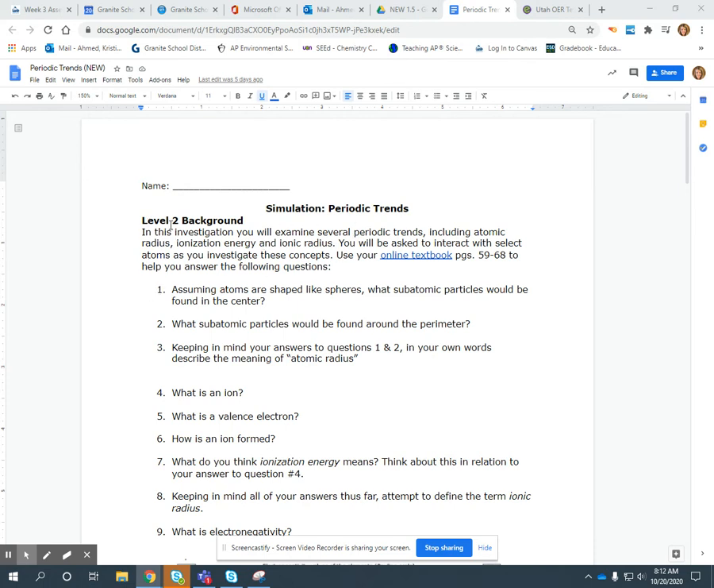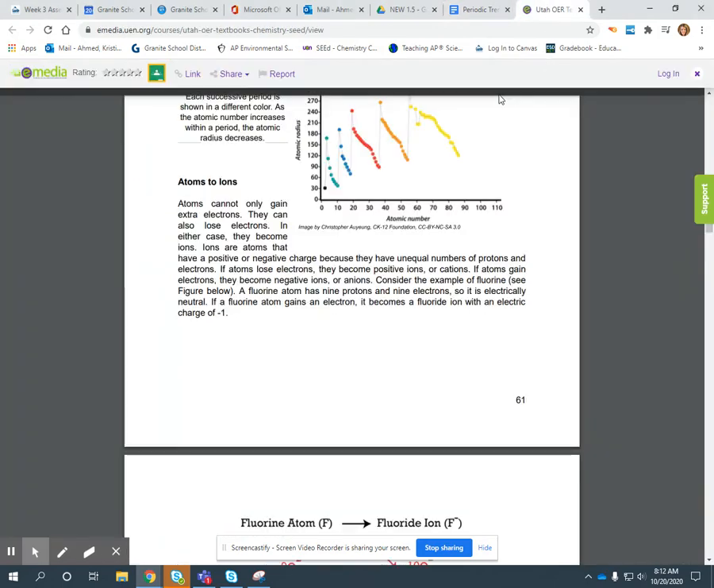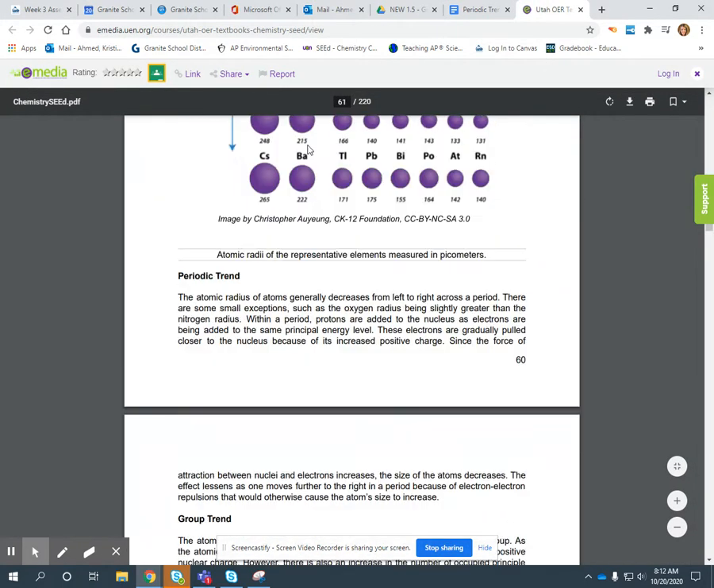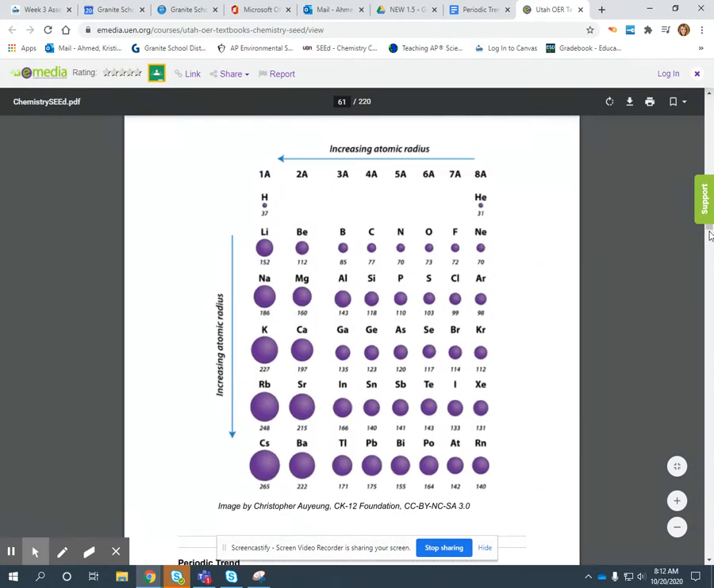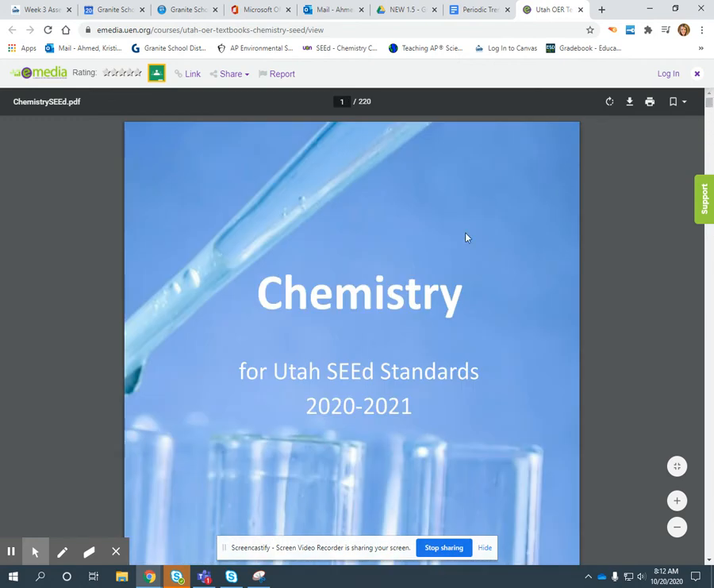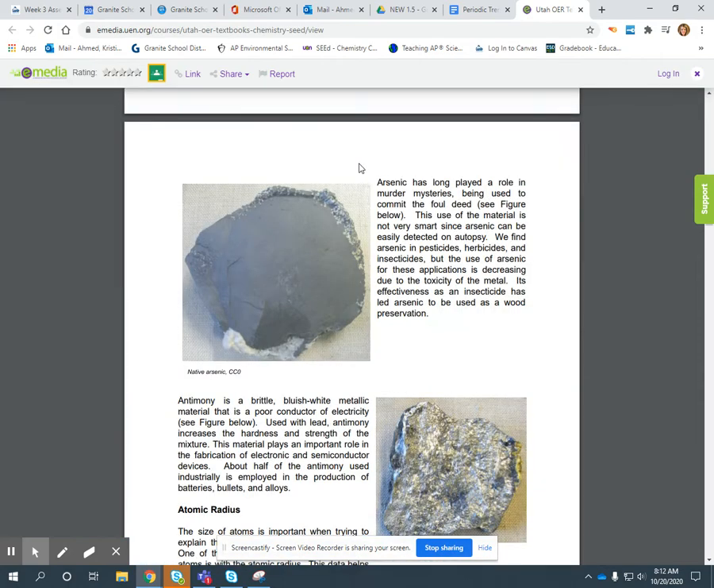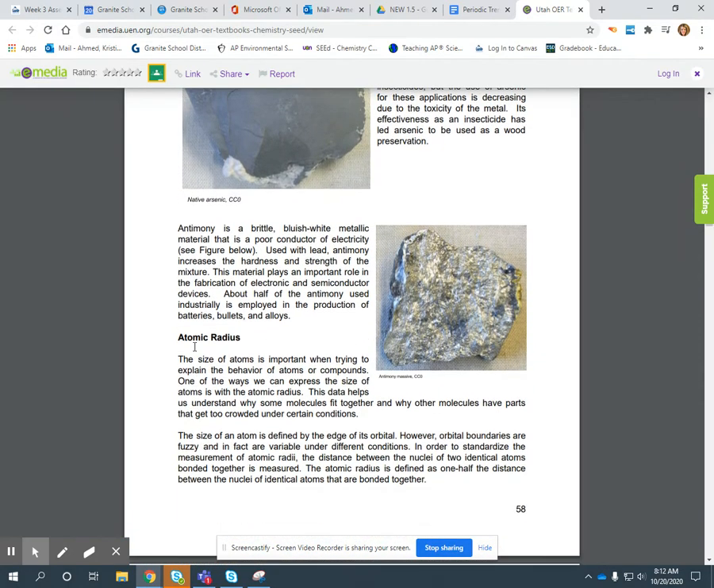For the first section, you're going to start by reading a portion of your online textbook. If you click on this hyperlink, it should take you to the website for our online chemistry textbook. Your reading assignment is going to start on page 59. At the top here, you can type in page 59, and you're going to read through this section that talks about atomic radius.